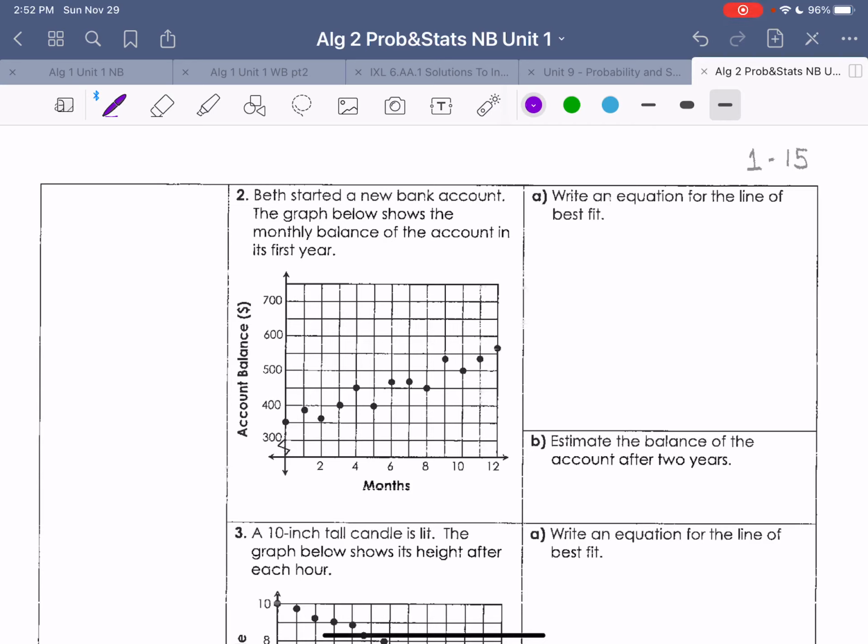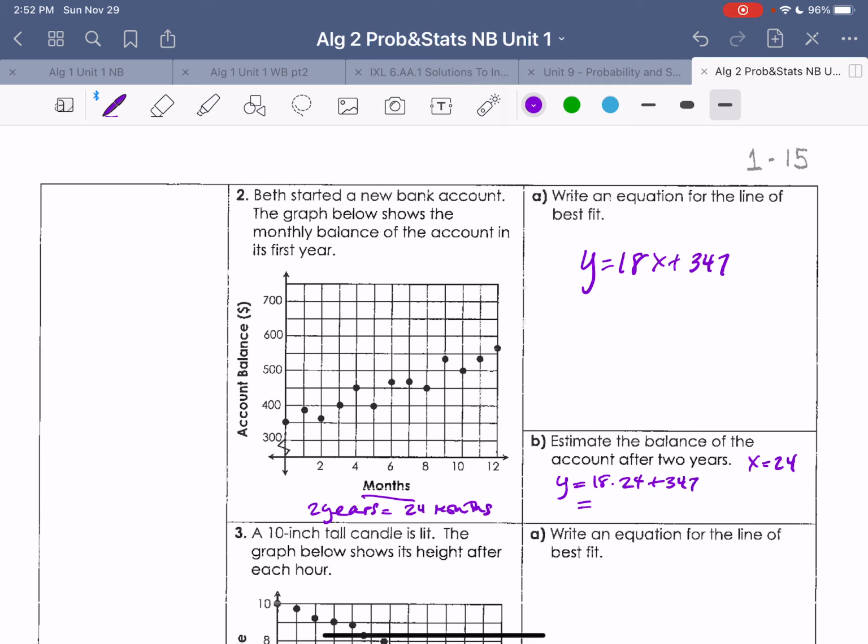So now I'm going to write my equation in part A, and it was y equals 18x plus 347. And they want me to estimate the balance of the account after 2 years. So I'm going to use my equation to do that. Now this counted by months, so 2 years, how many months is that? 24 months. And months is my x value. So they're saying when x is equal to 24, what is y equal to? So I basically have to say y equals 18 times 24 plus 347.